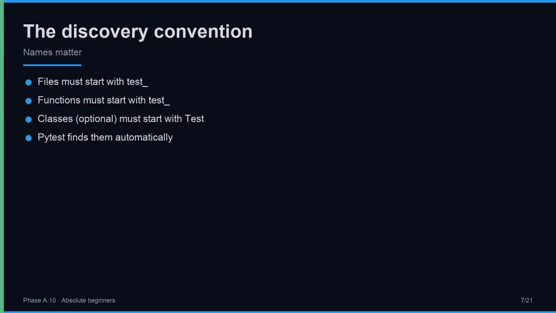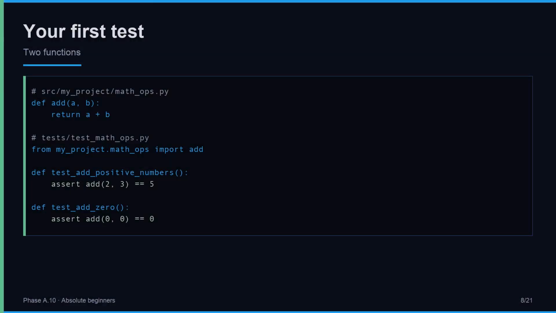Pytest has a discovery convention. Test files must start with test_. Test functions must start with test_. Test classes, if you use them, must start with capital Test. Anything that does not match this pattern is ignored. That is how pytest knows what to run without you telling it. Follow the convention and pytest finds everything. Break it and your tests silently do not run, which is worse than failing. Names matter.